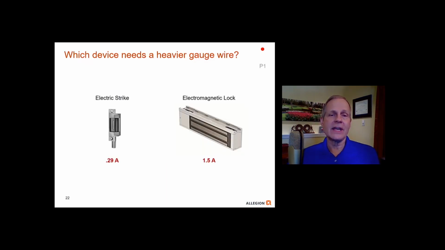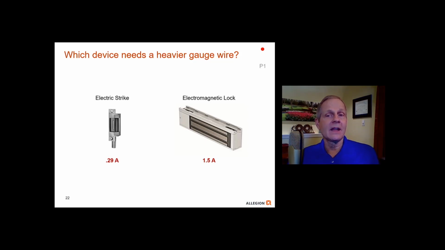All right, so take a look at these two devices. The one on the left is an electric strike. It draws 0.29 amps. The electromagnetic lock on the right is going to draw 1.5 amps. So which of these two devices do you think would require a heavier gauge wire? The electric strike or the electromagnetic lock?